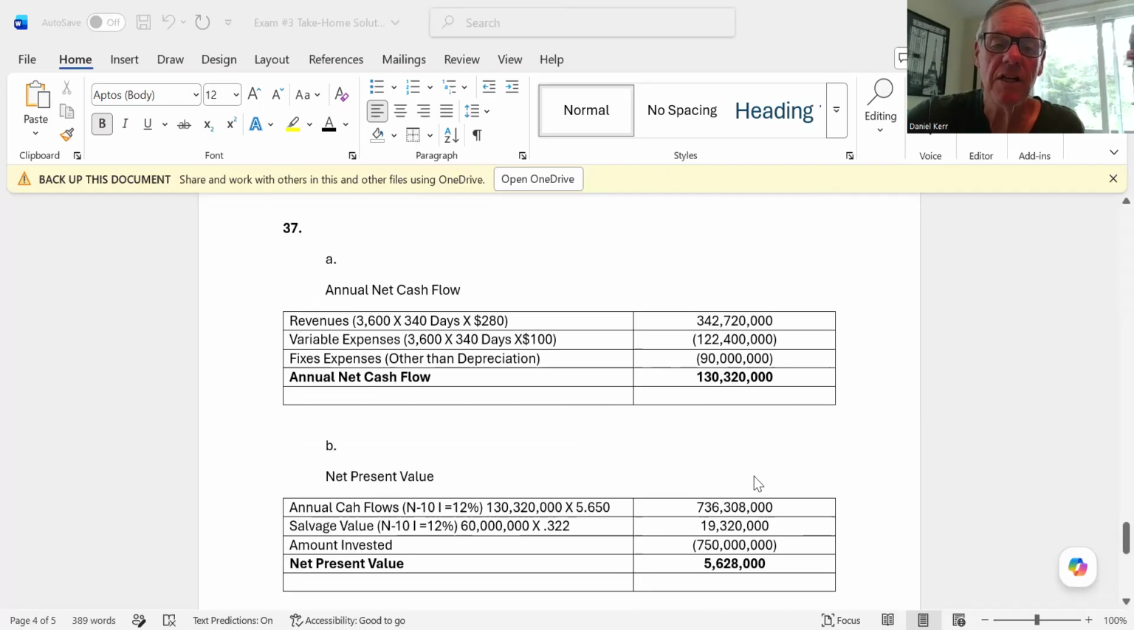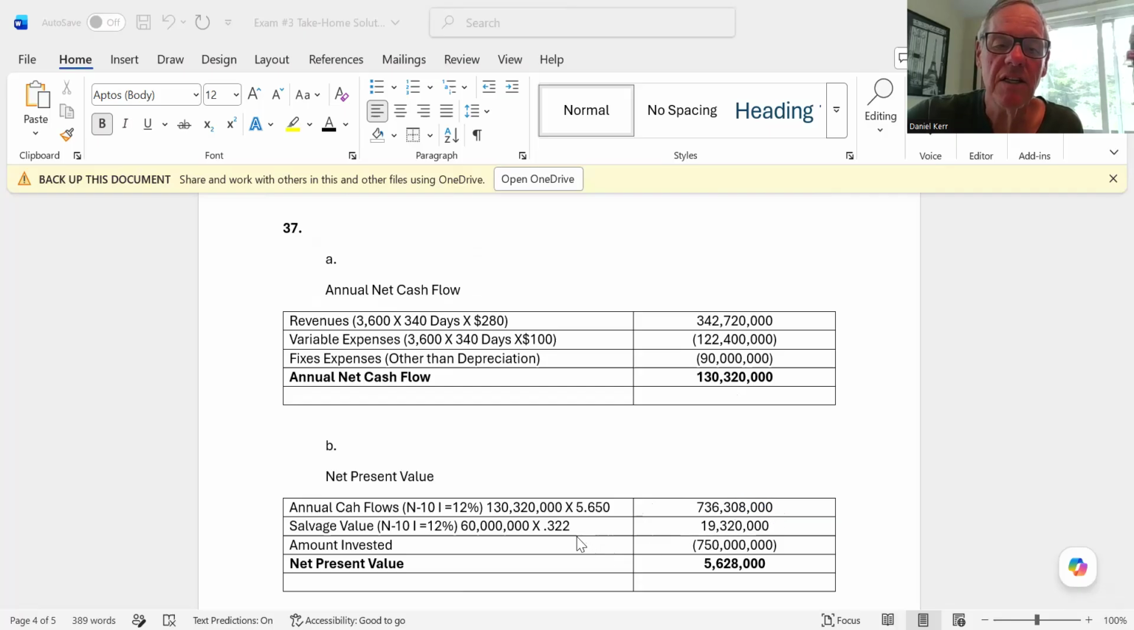And now you have to get the present value. So the key to the present value here is to know that it's for 10 periods and the interest rate is 12%. So you have to get the annuity income, which is 130,320,000. Go to the annuity table, and if you go N is equal to 10 and I is equal to 12%, you get 5.650. So there is the present value of the annual income.